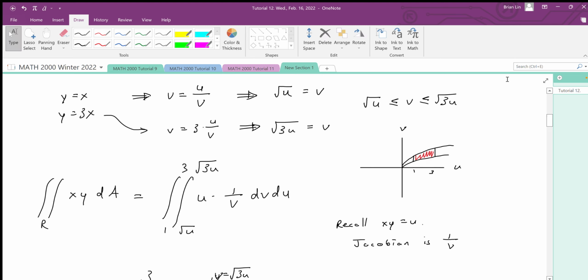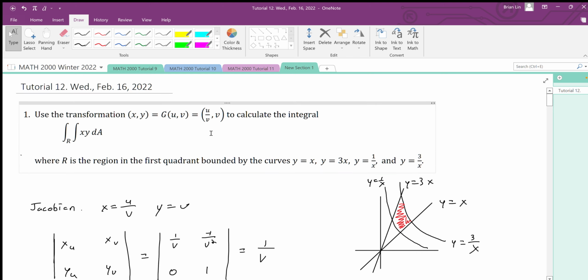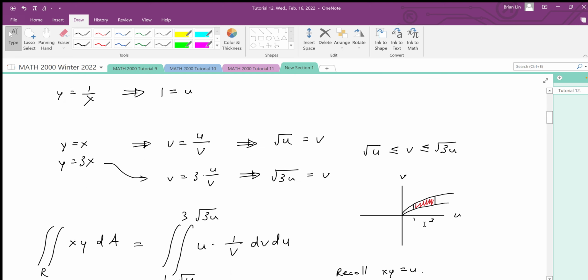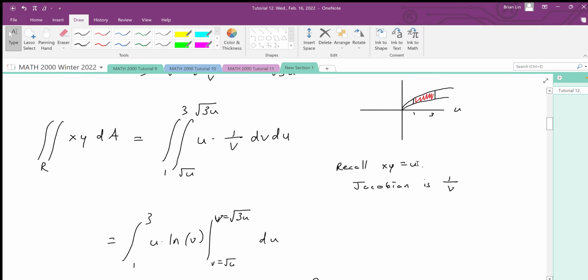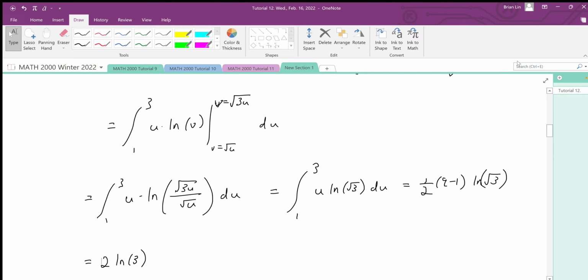So the trick is use the Jacobian, make this region into a much nicer region down here, and then integrate as per usual. And that's all for question 1.